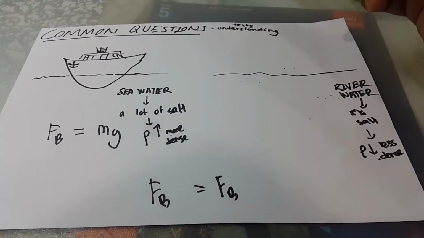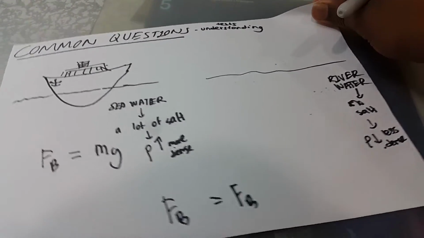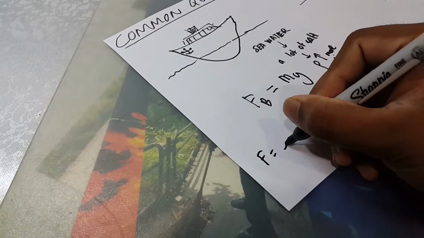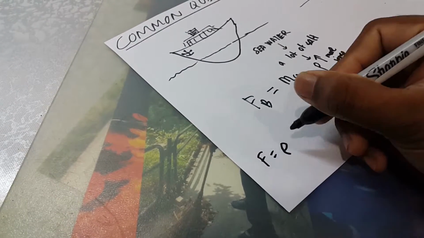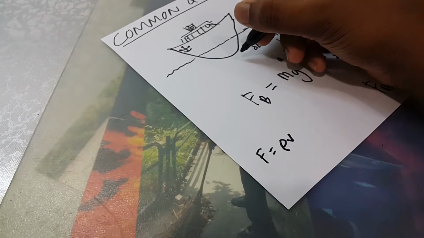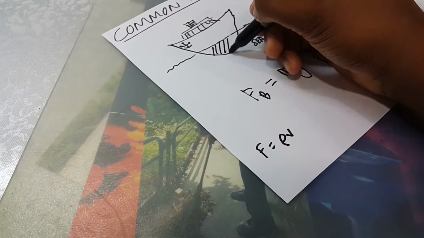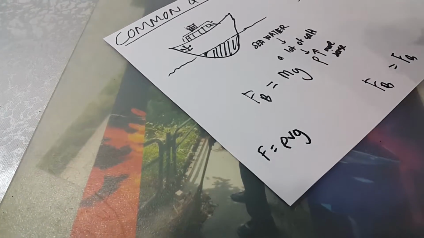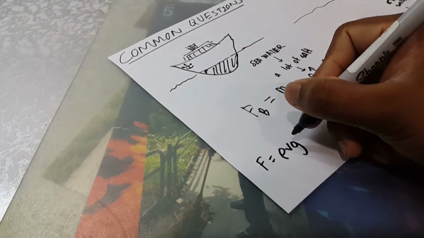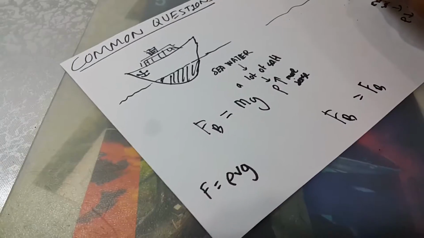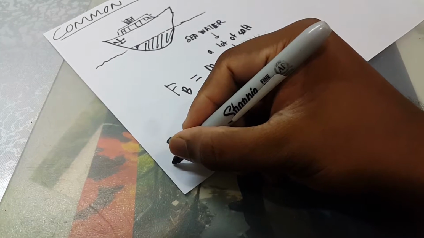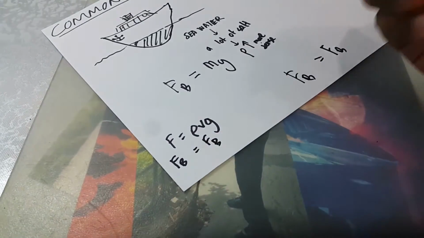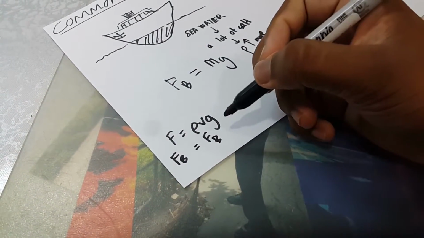Okay, so to answer this question we have to look back at the formula again. F equals rho, which is the density of the liquid, V, the volume that is being displaced, and g, which is the gravitational constant, always the same, 10 meters per second squared. So since the buoyant force in both situations, situation A and situation B, is the same.